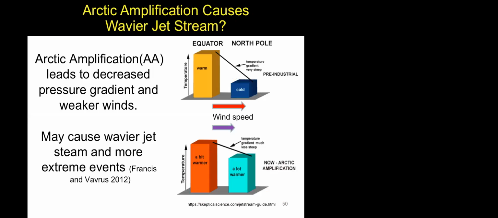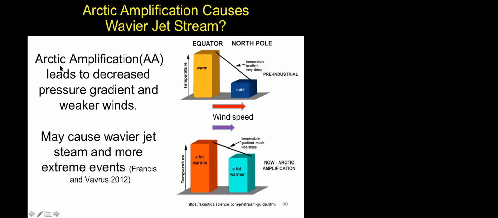Well, we think that it's happening because of that Arctic amplification I mentioned, the fact that the Arctic is warming faster than the rest of the globe. And so what drives the winds and what drives the jet stream are temperature differences between the equator and the pole. So the larger the temperature difference, the faster the wind blows.